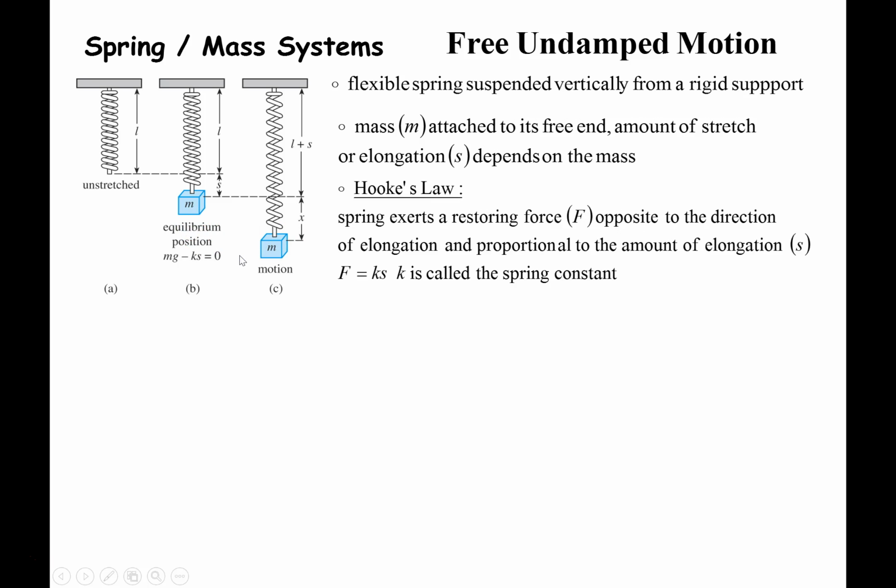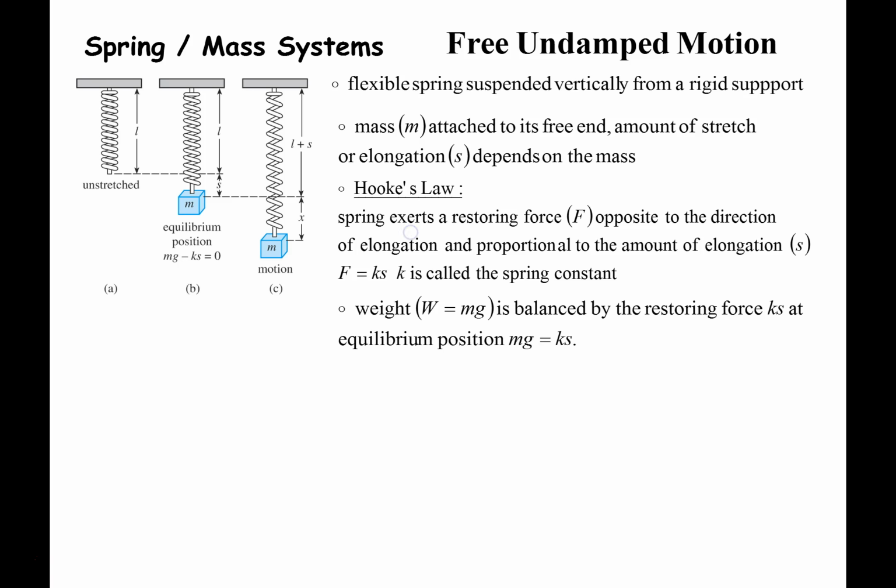Next up, we have Hooke's law, which says that the spring will exert a restoring force, called capital F, that is opposite to the direction of elongation. At the same time, it is proportional to the amount of elongation. When we say that A is proportional to B, it means that A is equal to some constant k times B. And so if F is proportional to S, then we say that F is equal to kS. And k is just the constant of proportionality, and it has to do with the spring's properties.